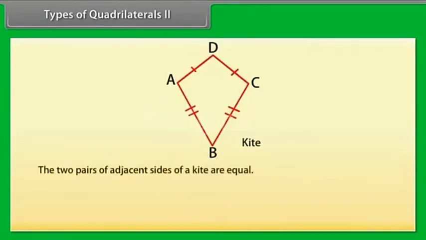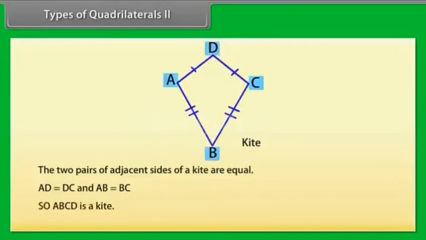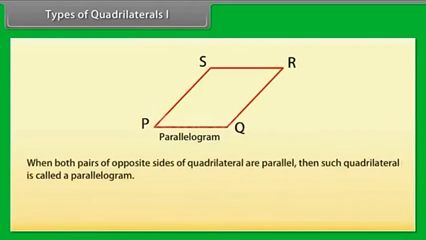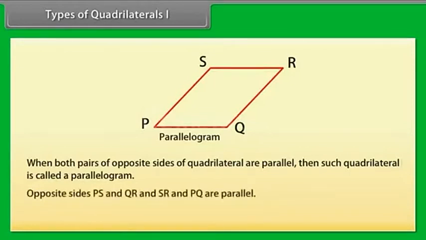Next one is kite. The two pairs of adjacent sides of a kite are equal. Here AD is equal to DC and AB is equal to BC. So ABCD is a kite. Next is parallelogram. When both pairs of opposite sides of a quadrilateral are parallel, then such a quadrilateral is called a parallelogram. Here opposite sides PS and QR and SR and PQ are parallel. So PQRS is a parallelogram.